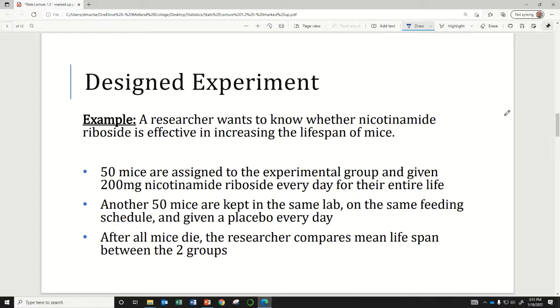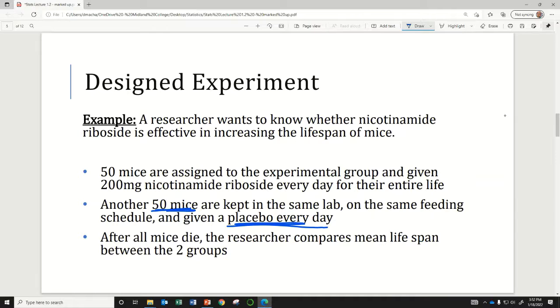And here's another example of a designed experiment. A researcher wants to know whether some chemical, nicotinamide riboside, is effective in increasing the lifespan of mice. Maybe you have 100 mice, and you assign 50 of them to an experimental group. Let me be clear: the 50 mice in the experimental group are given the drug, nicotinamide riboside, every day.